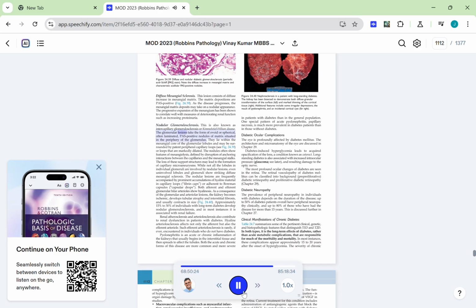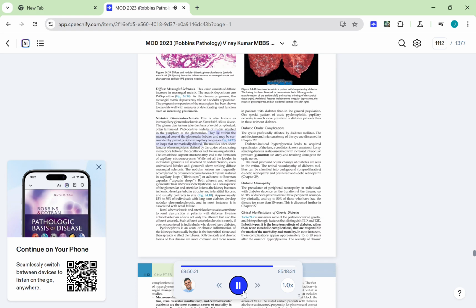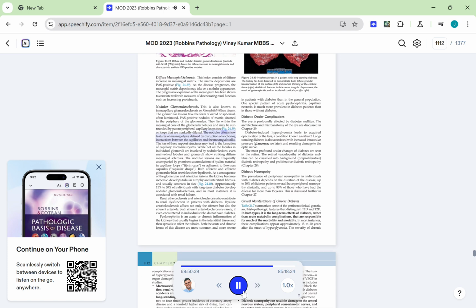The glomerular lesions take the form of ovoid or spherical, often laminated PAS-positive nodules of matrix situated in the periphery of the glomerulus. They lie within the mesangial core of the glomerular lobules and may be surrounded by patent peripheral capillary loops or loops that are markedly dilated. The nodules often show features of mesangial lysis, defined by disruption of anchoring interactions between the capillaries and the mesangial stalks.